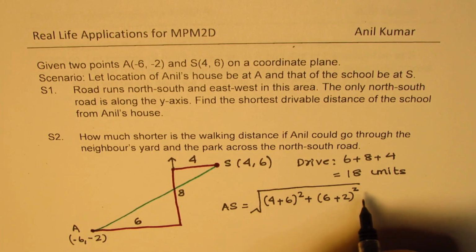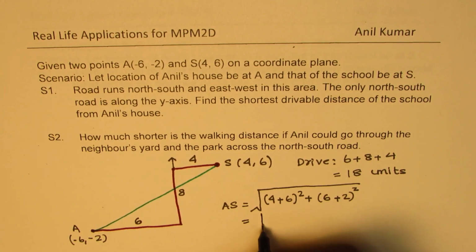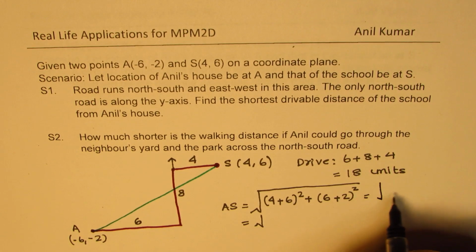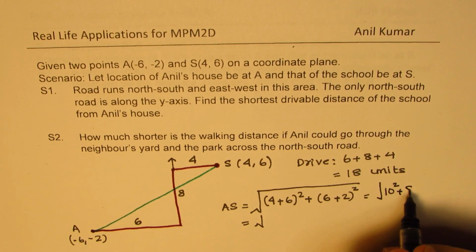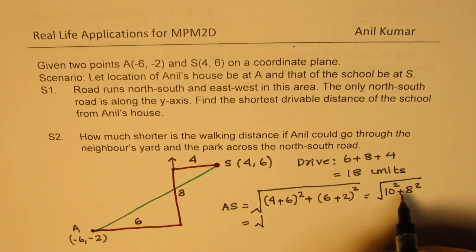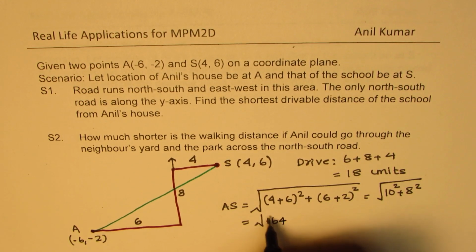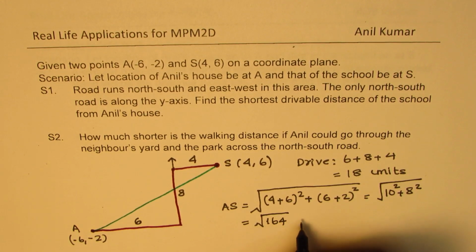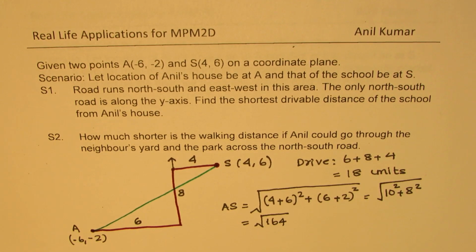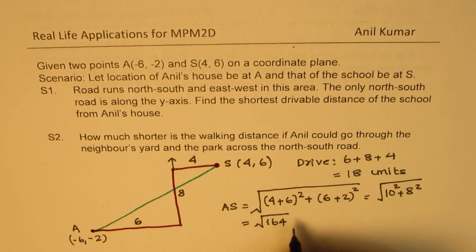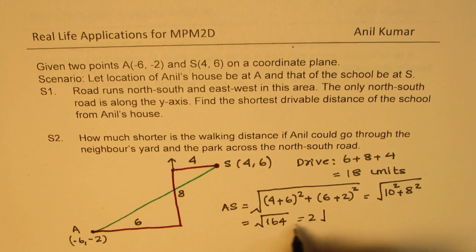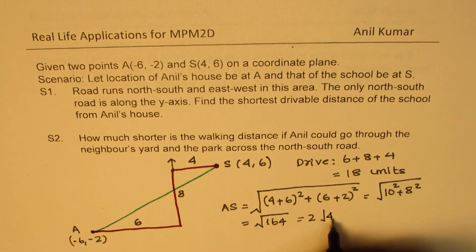Which is 10 squared. You can write here, square of 10 plus square of 8, so 164. So that becomes your distance. You can always take 4 common, so that will be 2 square root of 41. Okay, so that could be so many units.